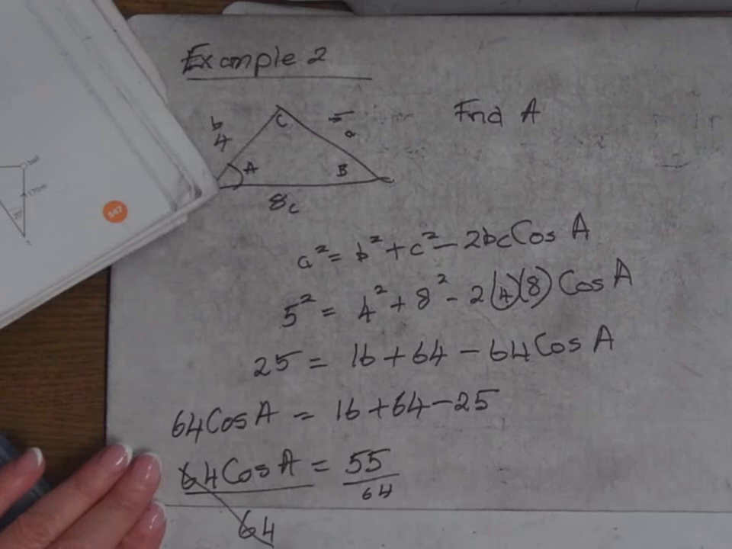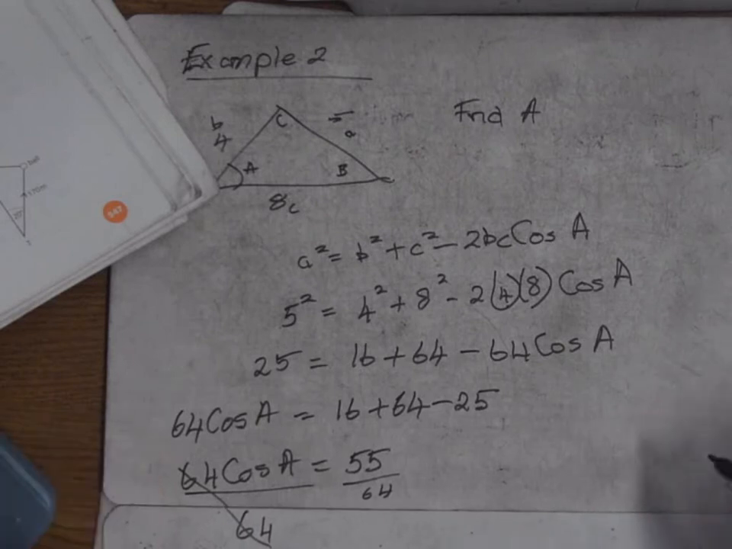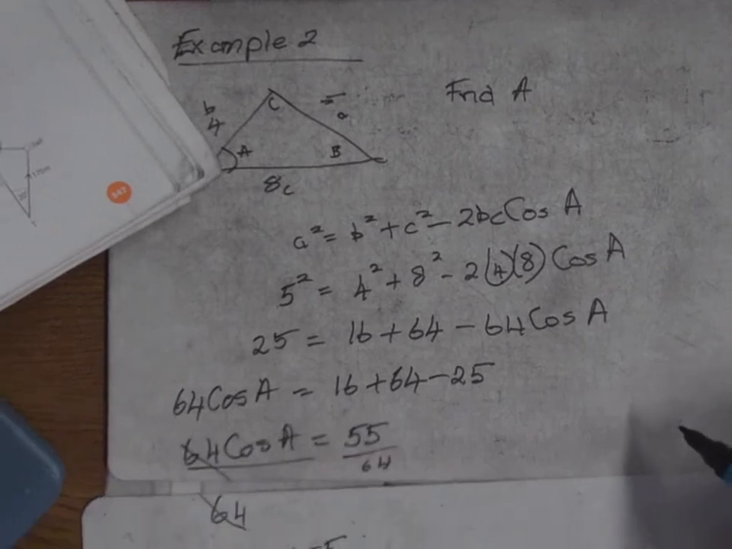How will I find out what angle A is? I know what the cos of it is. Sorry, I need to move this up, don't I? Move this down. So I know what the cos of the angle is. How do I find out what the actual angle is?